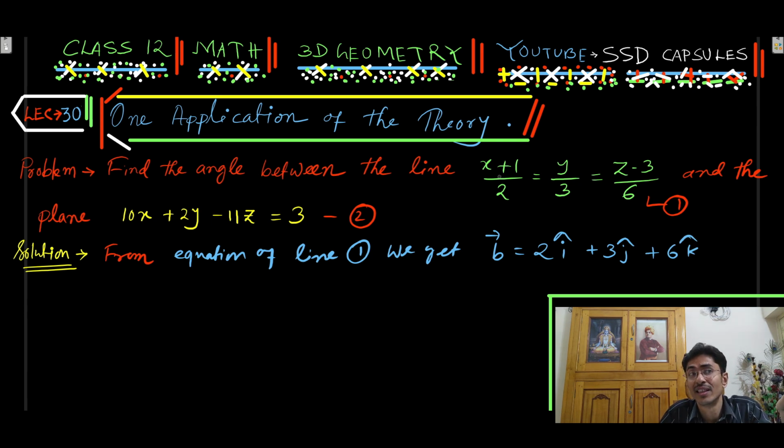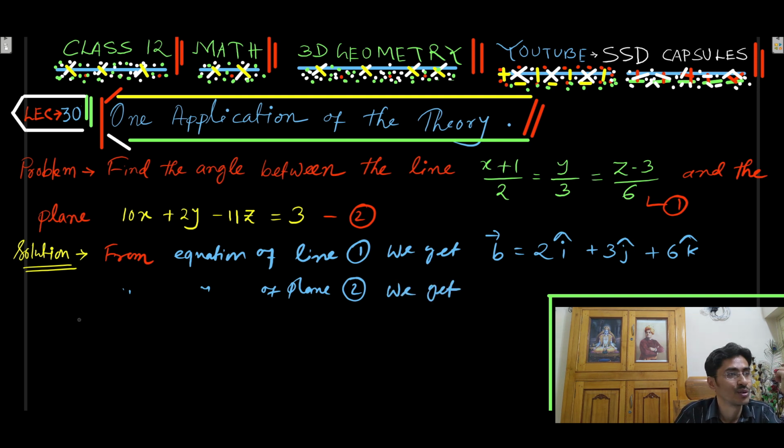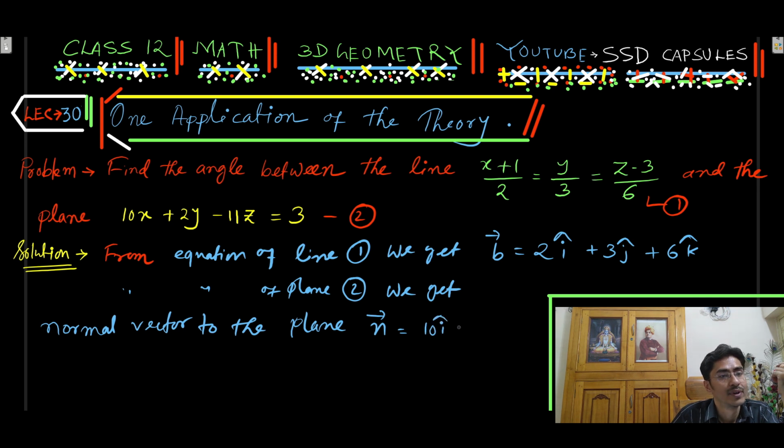This equation is in the form x minus x1 by a equals y minus y1 by b equals z minus z1 by c. In this form, a, b, c are nothing but the direction ratios of the b vector, which is parallel to the line. So here I have written down the b vector. Now from the equation of plane 2 we get the n vector, the normal vector to the plane. The n vector equals what? 10 i cap plus 2j cap minus 11k cap.